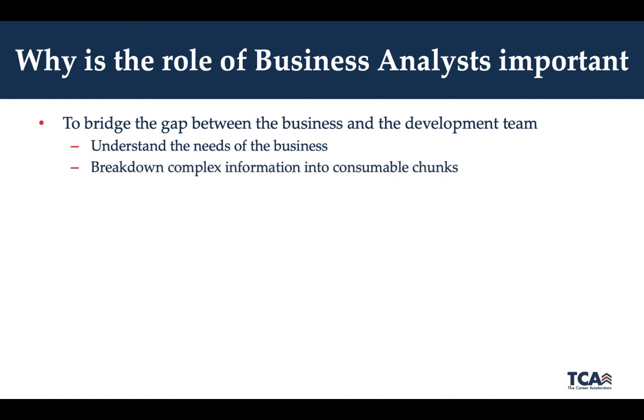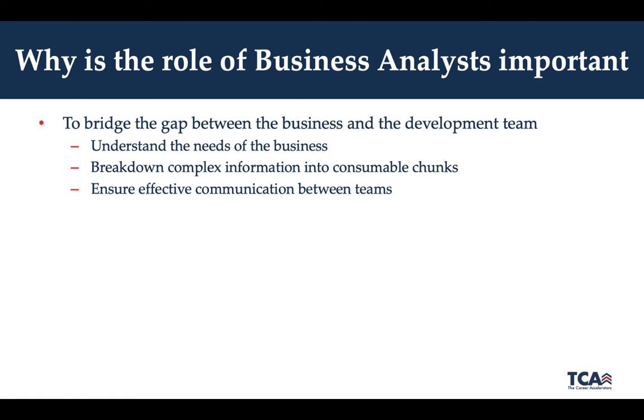Next, they break down complex information into consumable chunks. So part of the BA role is to understand the big picture and translate that big picture into smaller consumable chunks. Also, they ensure effective communication between teams. The role of a BA is more of a mediator between teams, to make sure that different stakeholders have a clear understanding of what the key information is, what the needs are, and how the solution will meet the needs.